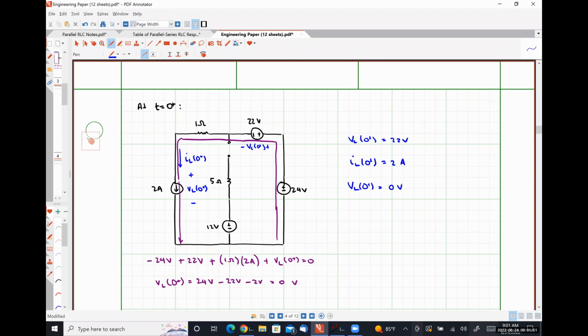Does anybody have any particular problems with our analysis at t is equal to 0 plus?